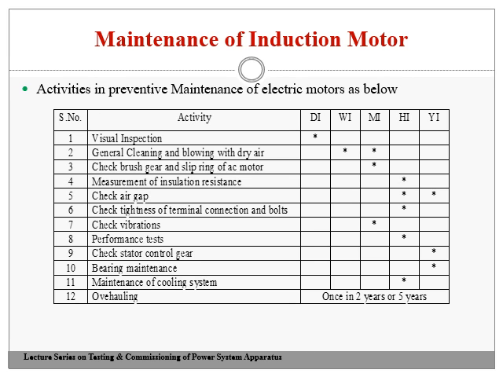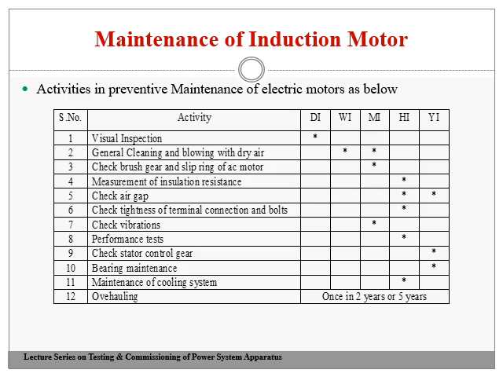Then, completely what we have seen, it will be in the form of a chart. The activities in the preventive maintenance of an electric motor are these. DI means daily inspection, weekly inspection, monthly inspection, half yearly inspection, as well as yearly inspection. You can see that these are the activities that are to be done either daily, weekly, monthly, half yearly, as well as yearly.